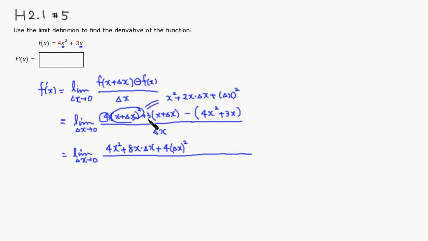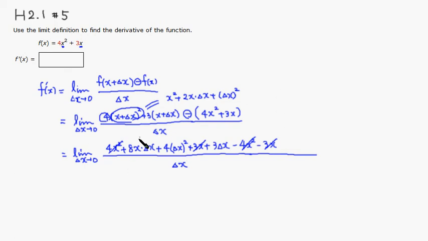All right. Then the next term is 3 times (x plus delta x). So it's 3x plus 3 times delta x. Then I'm going to distribute this negative sign to these two terms. You're going to get minus 4x squared minus 3x, right? Then you have a delta x on the bottom. All right, then we can cancel. There's 4x squared and the minus 4x squared. Cancel those out. And there's 3x and minus 3x, which cancel out.